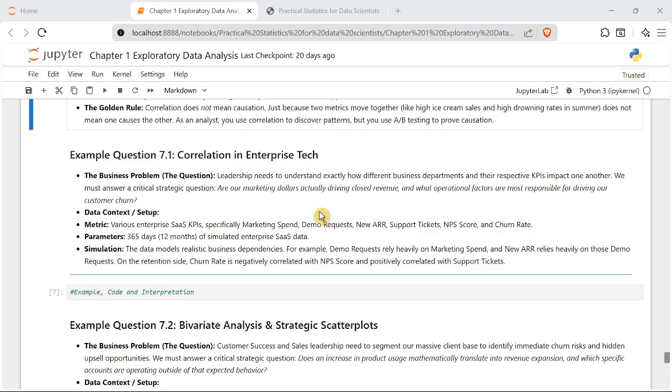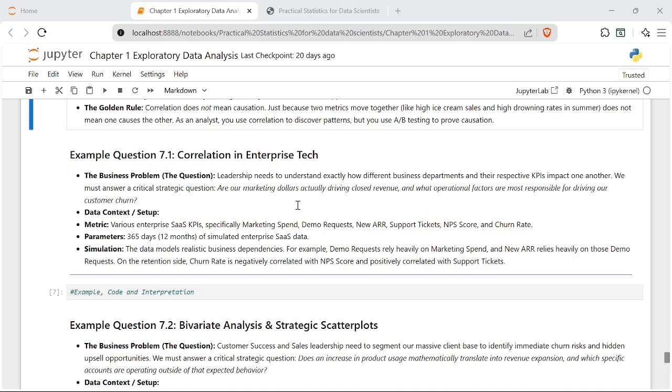The setup, explaining the dataset. To uncover these hidden relationships, we are going to simulate a full year, 365 days, of enterprise SaaS data. We will be tracking a wide variety of core KPIs like marketing spend, demo requests, new annual recurring revenue, support tickets, NPS scores, and churn rate.